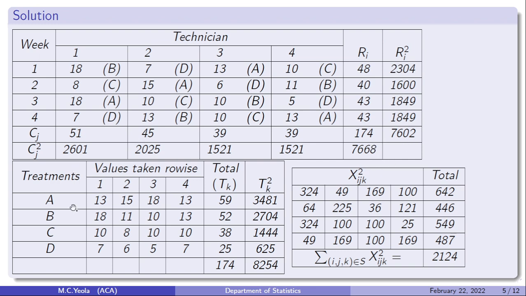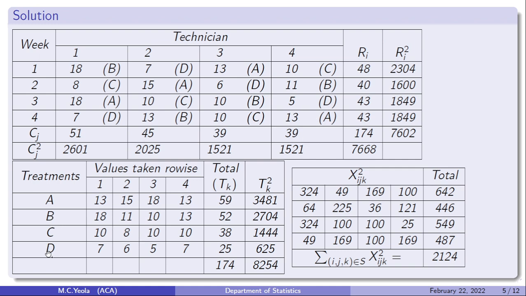Similarly, what we required for obtaining treatment sum of square, we have written here: treatments A, B, C, D and their values we have taken here row wise. Treatment A in the first row has value 13, just see this one, so that we have taken here. In the second row treatment A has value 15, here we have taken. In third row A has value 18, we have taken this, and in fourth row the value of A is 13, that we have taken here.